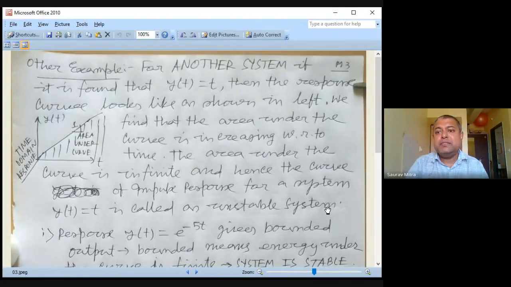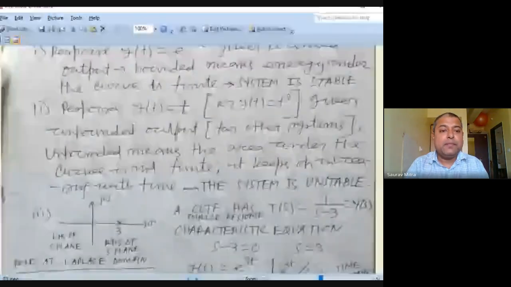Previously we found y(t) = 1/(s+5), that is y(t) = e^(-5t). That was a stable system. But y(t) = t, that is a ramp kind of response. This is actually an unstable system, because the area under the curve is increasing ever with respect to time.